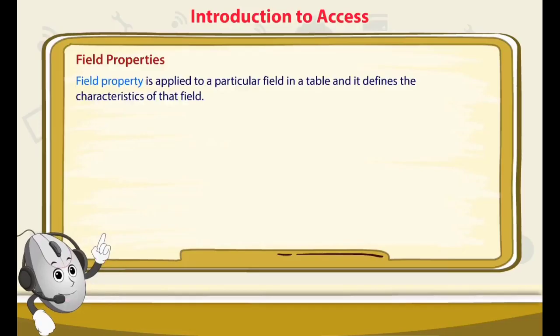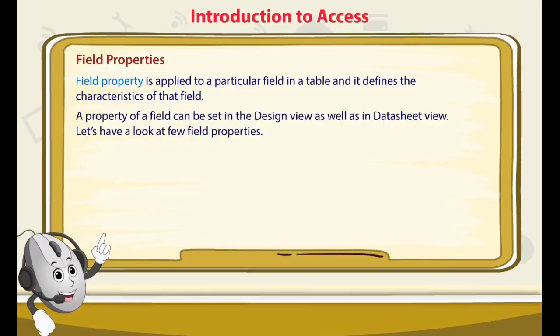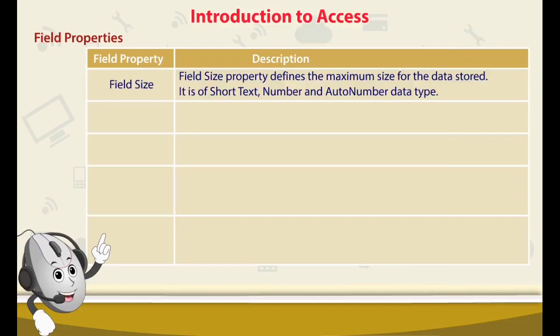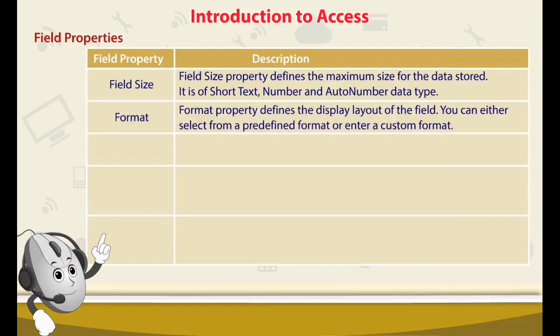Field properties. Field property is applied to a particular field in a table and it defines the characteristics of that field. A property of a field can be set in the design view as well as in datasheet view. Let's have a look at a few field properties. Field property, description. Field size. Field size property defines the maximum size for the data stored. It is of short text, number and auto number data type.